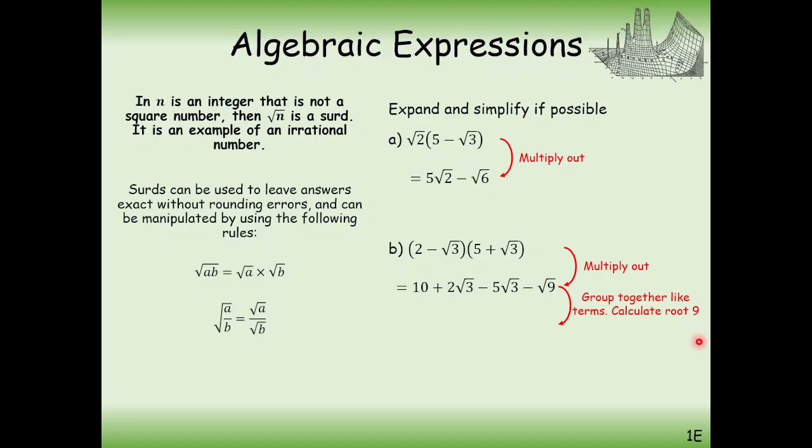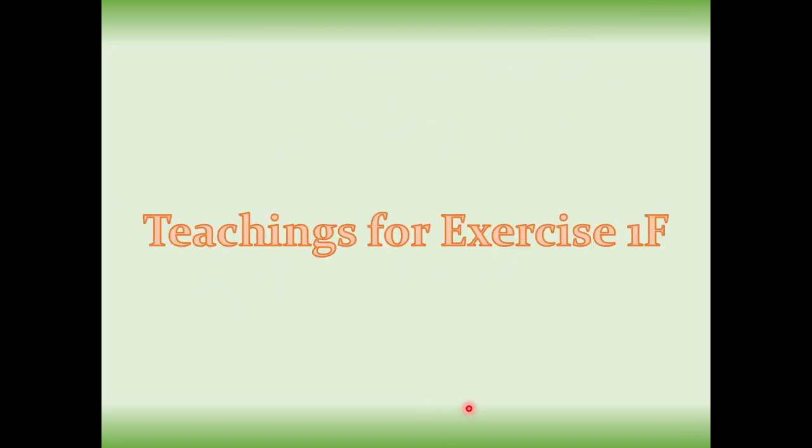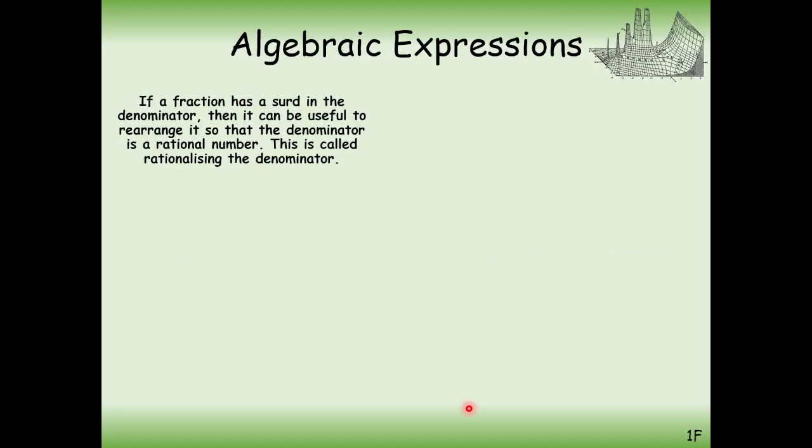So group together like terms and calculate root 9. Whatever it is possible we can calculate like this. So it means 7 minus 3 root 3. So this will be the answer. So this is the teaching for exercise 1F, these are all very simple exercises. It is the continuation of O level.